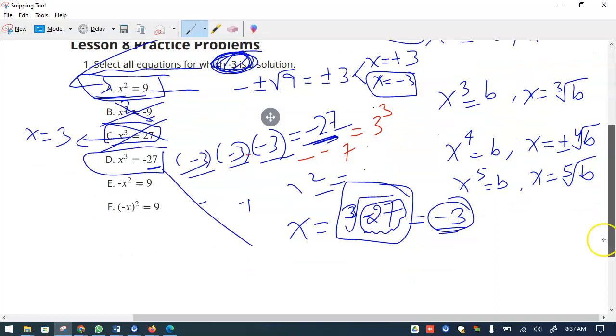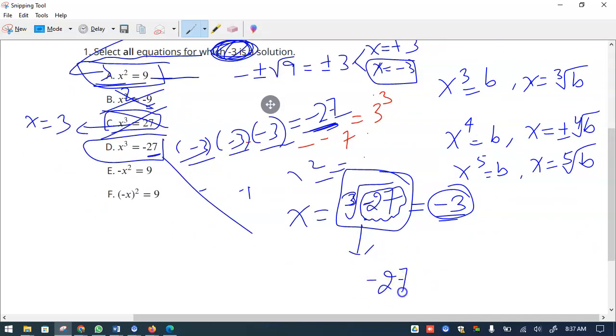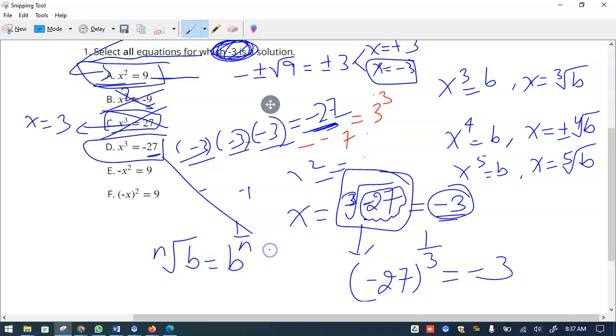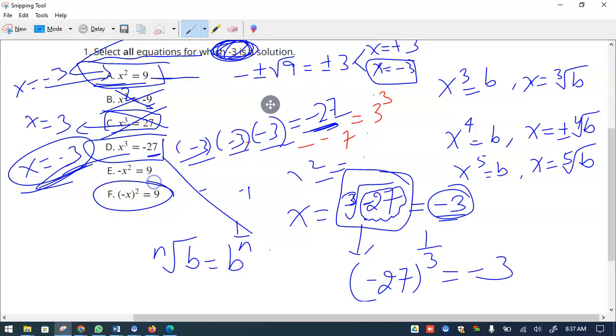Of course, you can also write this as negative 27 raised to the power 1/3 in fraction or rational form. This is also correct because the nth root of b is the same as b raised to 1 over n. So I hope I made myself clear. This gives you the answer x equals minus 3. And what about the F part? This is the same as minus x. Minus x equals 9.